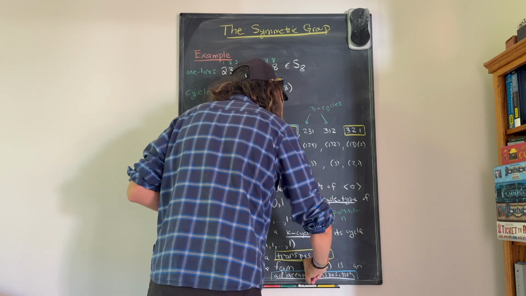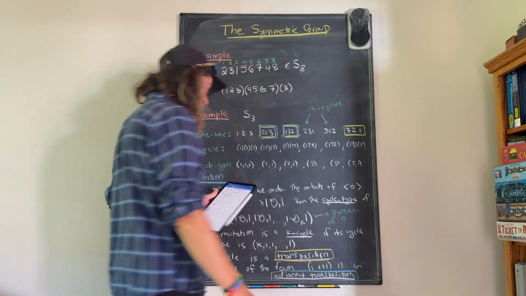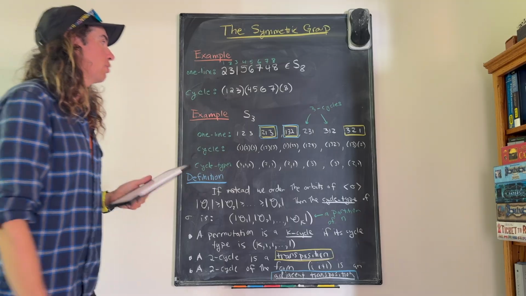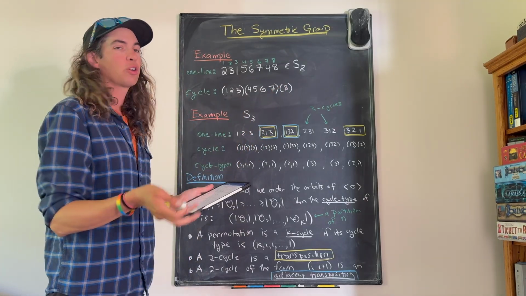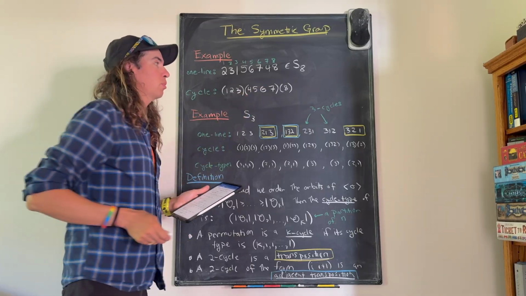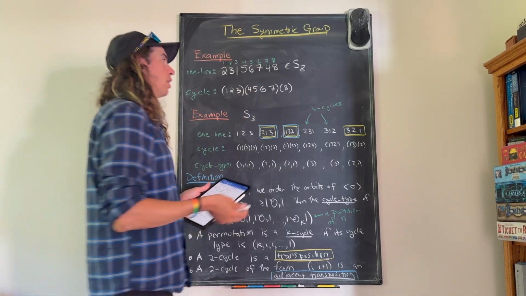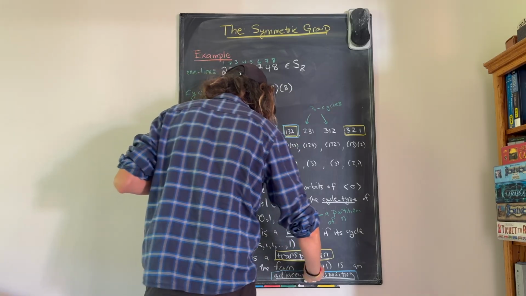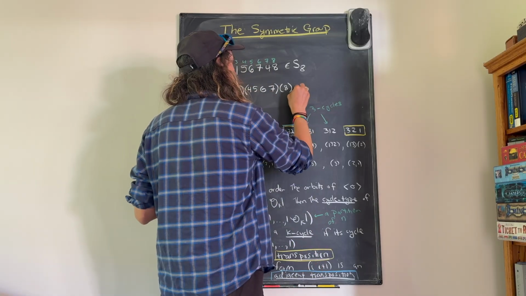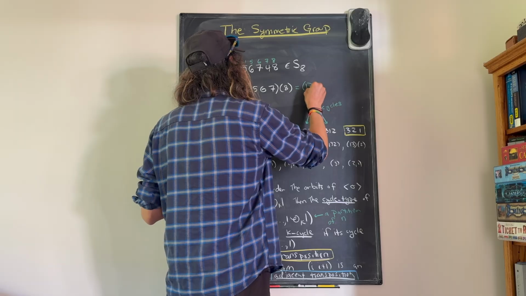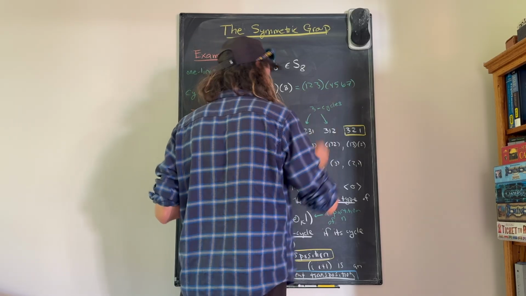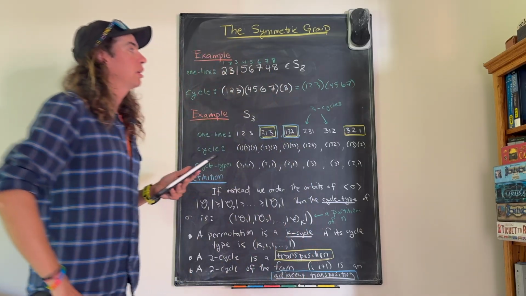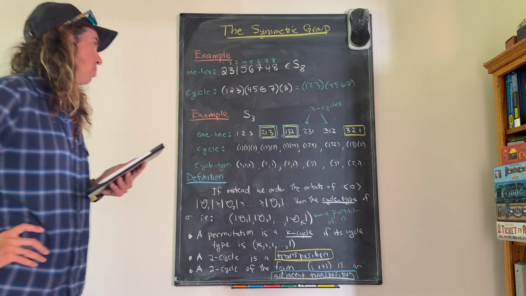Great, so sometimes we don't actually write the 1-cycles, because if you don't write the 1-cycles, you can still recover the permutation. And so maybe I'll write it in a different color. So you could also write this as 1, 2, 3, 4, 5, 6, 7, and that's pretty standard. That's what most people do.